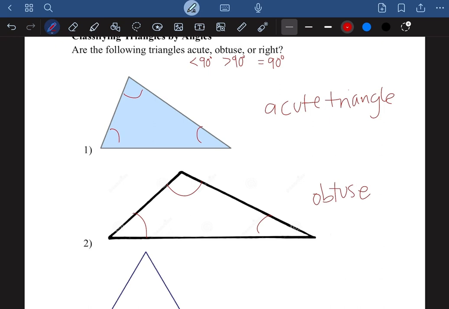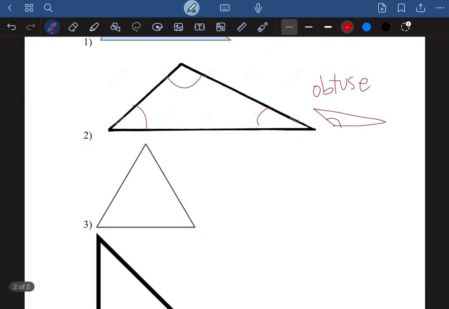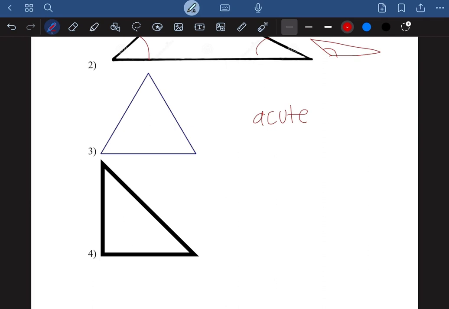Because if you tilt the triangle, it's gonna look like this, which means that the angle is above or greater than 90 degrees. Number 3, this one is an acute triangle because all the angles are less than 90 degrees. And number 4, last one, this one is a right triangle because it has an angle that is exactly 90 degrees.